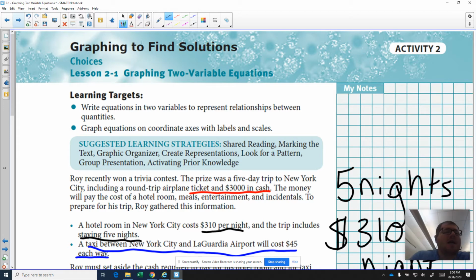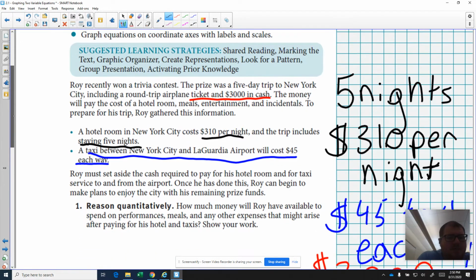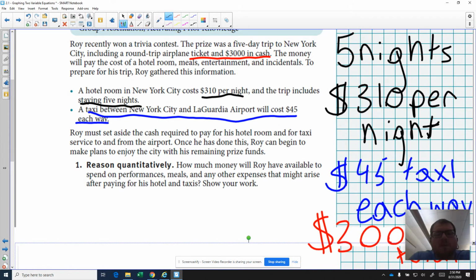I already have a few things highlighted for us just to make this video move along a little bit quicker. But if we look at this word problem in front of us, we have Roy recently won a trivia contest. The prize was a 5-day trip to New York City, including a round trip airplane ticket and $3,000 in cash. The money will pay the cost of the hotel room, meals, entertainment, and incidentals. To prepare for his trip, Roy gathered this information.